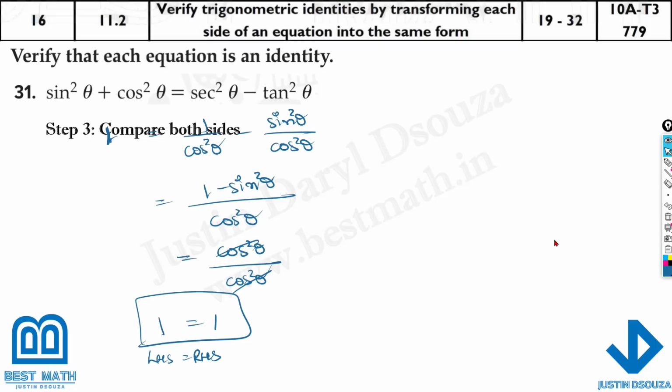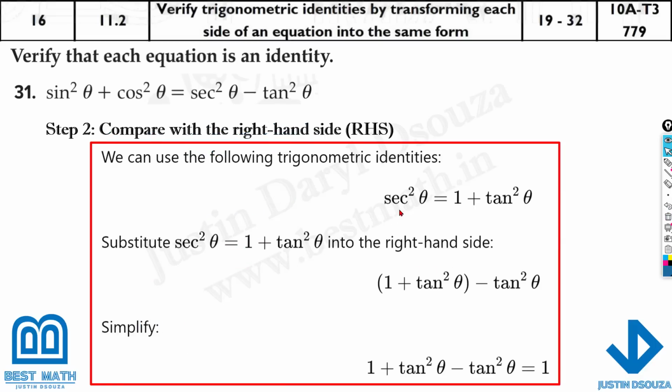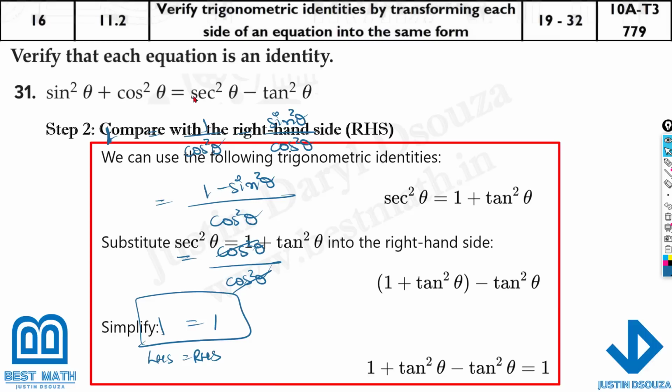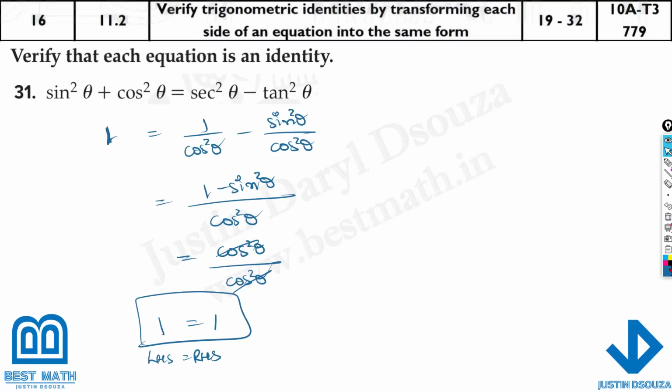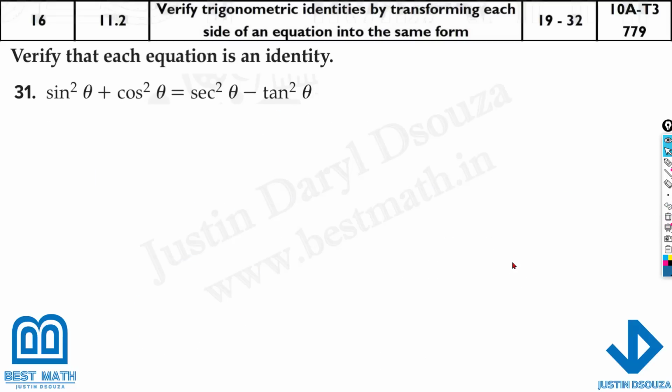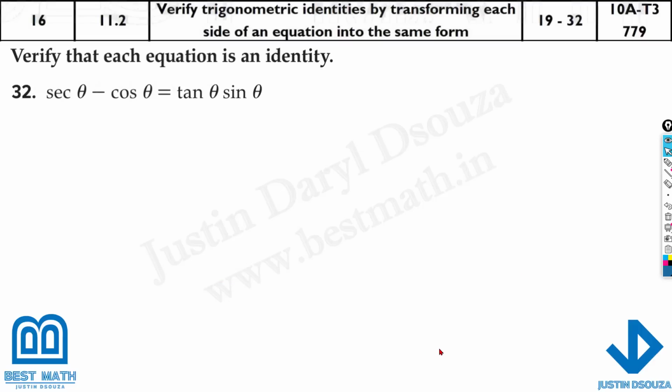Okay, you can use other identities as well. Here, they have just split this up. Secant square theta is 1 plus tan square theta, right? This minus and plus cancel, so 1 remains. Even this is absolutely fine, but you need to know the Pythagorean identity of secant square theta. Now I remember, but when I was solving it, it just didn't come to my mind. But what I did over here is absolutely fine as well. And comparing both the sides, they are equal.